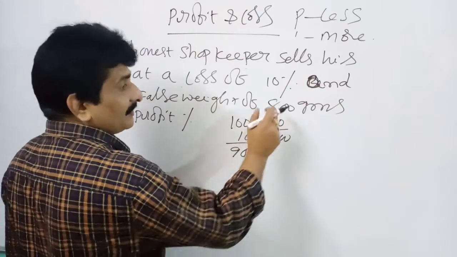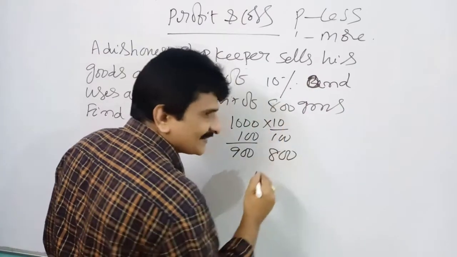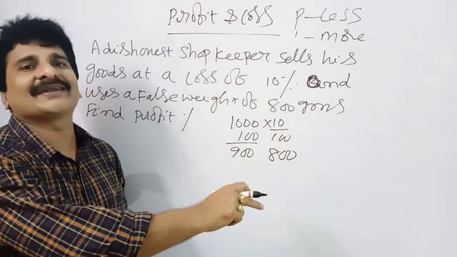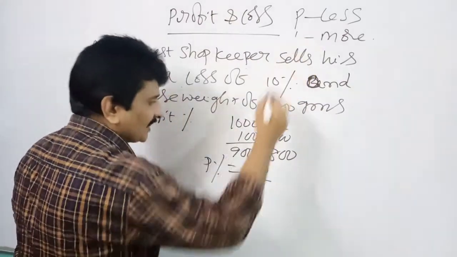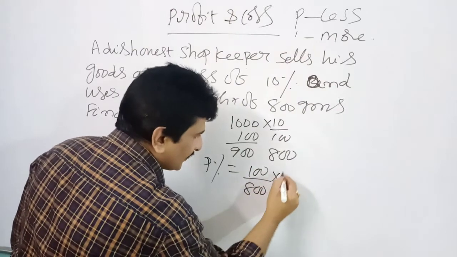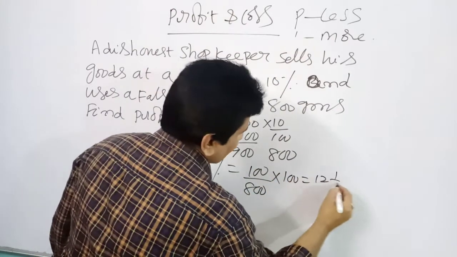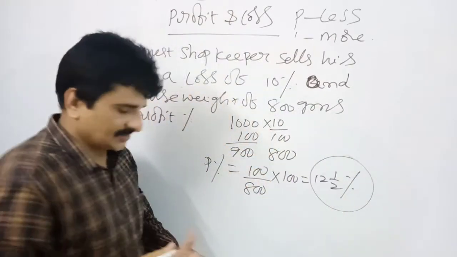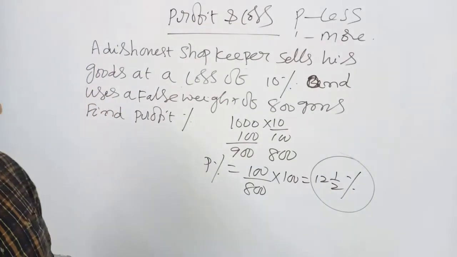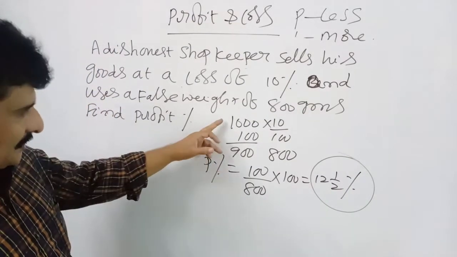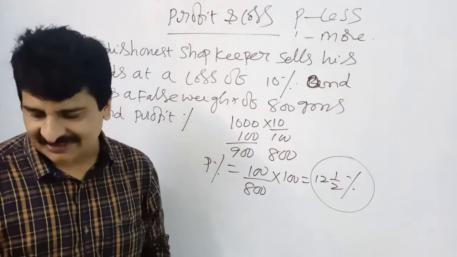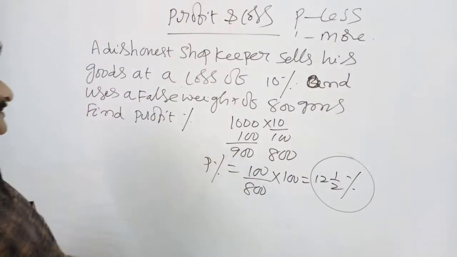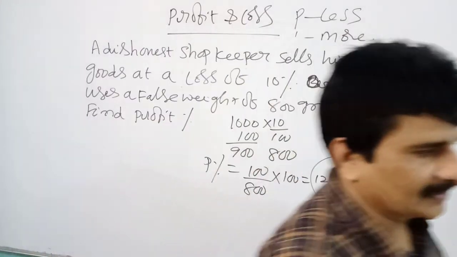900 grams, but he is giving only 800 grams. Still there is a profit of 100 grams. So for the profit percentage, the lesser value will be the CP, so I have to write 800 into 100. So the answer is 12.5%. You understood, right? With 800 grams, actual 25% he has to get, but he is getting only 12.5%. Now we will go for the next question.